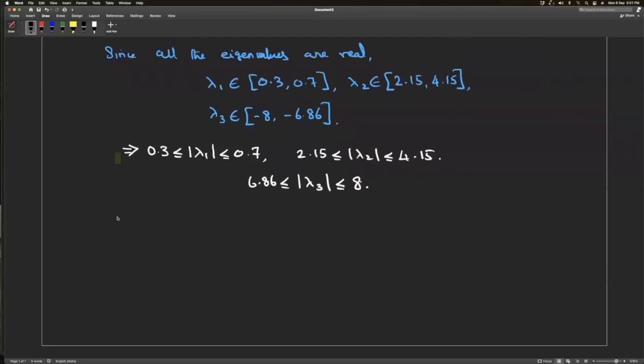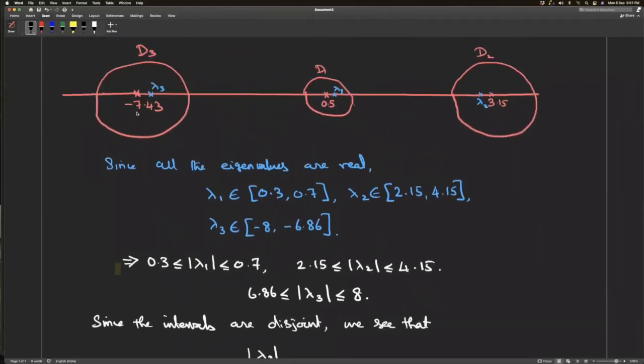Now, since the intervals are disjoint, mod lambda 3, remember, lambda 3 is sitting on the negative side. Sometimes what happens is when you take modulus, they may go and intersect one of these. Say for instance, instead of 7.43, if it was centered at -3 somewhere, then when you take the modulus of lambda 3, that may be sitting within the bound of D2, right? So therefore, you have to be careful in seeing whether after taking modulus, they are distinct. So that's one key point that you have to keep in mind.